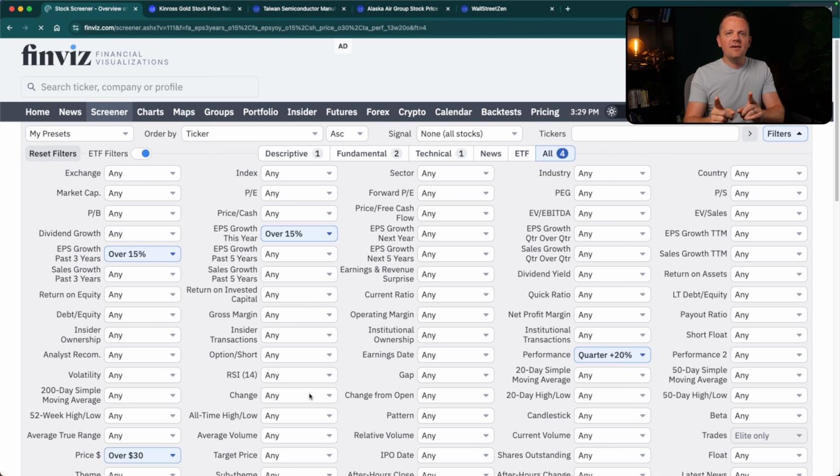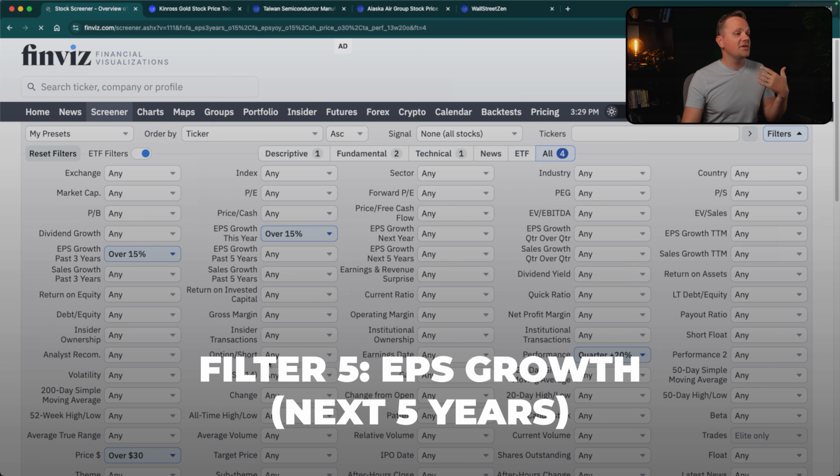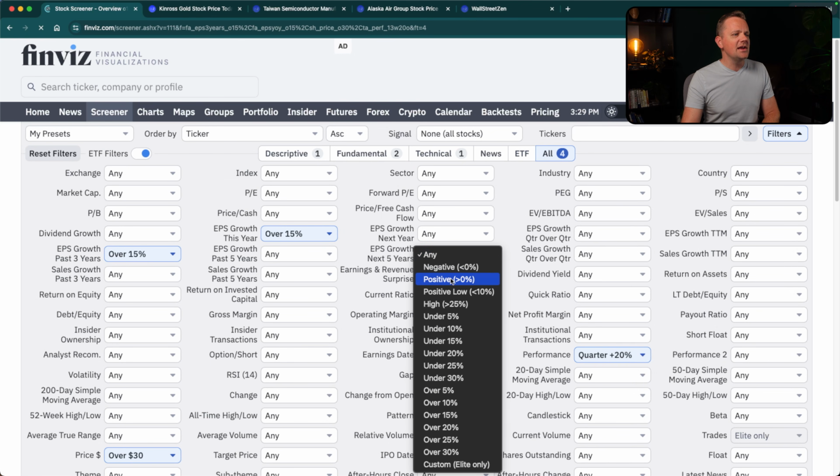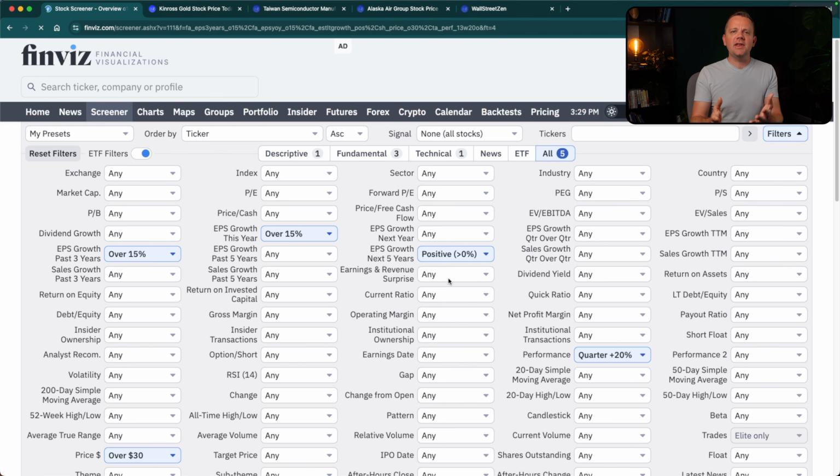Now, filter number 5 is going to be the EPS growth over the next 5 years, and that's going to be this column over here. And you just want it to be positive. This means Wall Street analysts expect the growth to continue going forward. And that matters because forward consensus is what institutional money prices into their models.